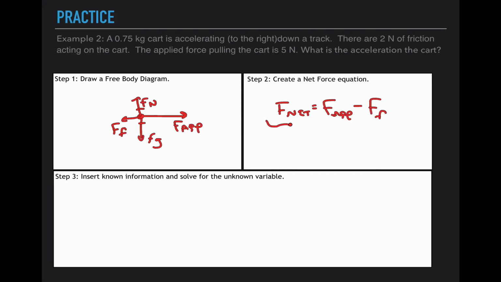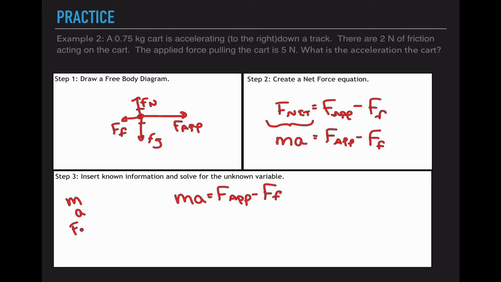I'm going to change this F net to an m times a because any F net that is not equal to 0 causes acceleration. So this substitution is going to allow me to break down the mass and the acceleration to solve for one of those variables. So I'm going to take that same equation and rewrite it down here. I'm going to list my knowns and unknowns. Mass is 0.75, a is my question mark, F applied is 5, and F friction is 2.